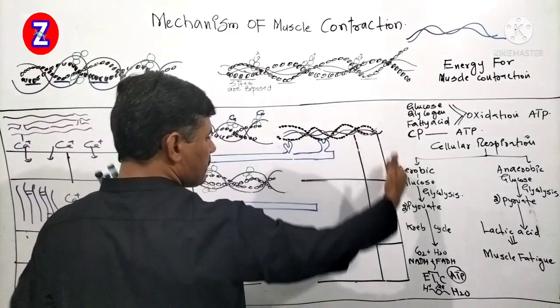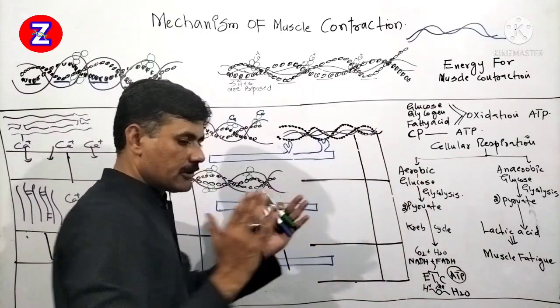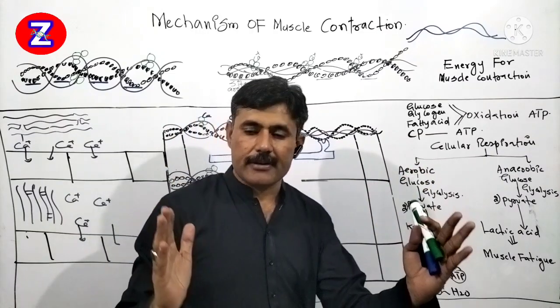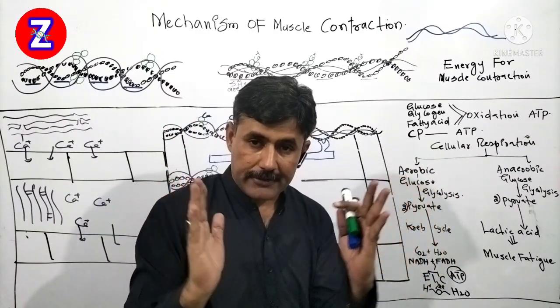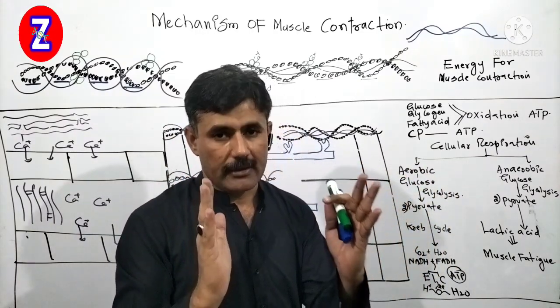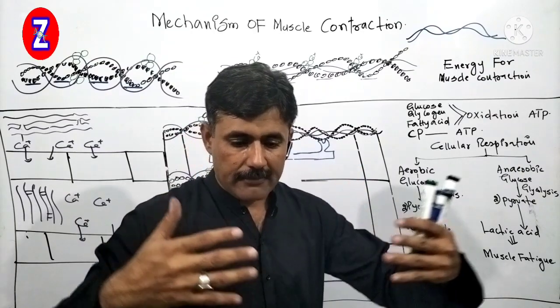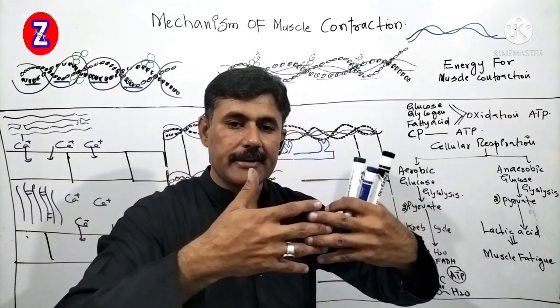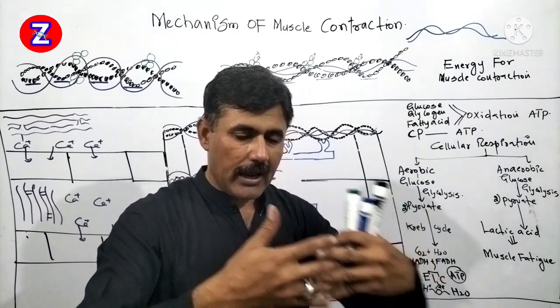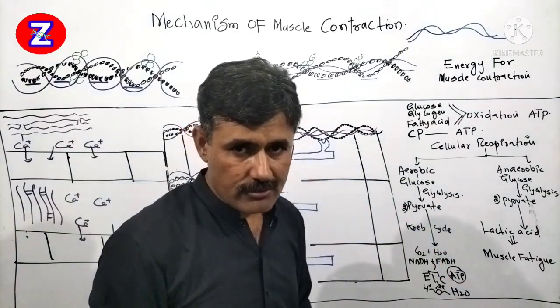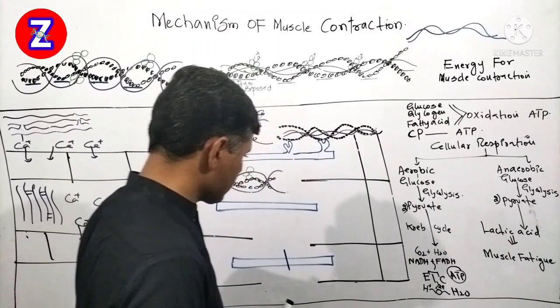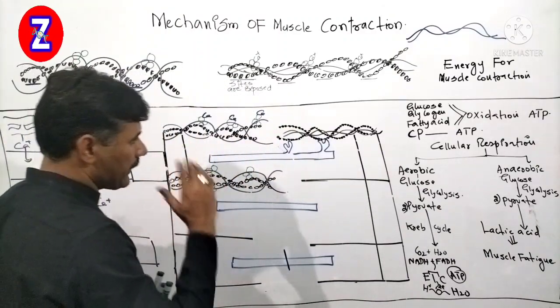And as Z lines start coming near this structure, the length of a sarcomere will reduce, it will become short and thick, and filaments will start sliding over each other, and that will constitute the contraction of muscles. And this would keep taking place.